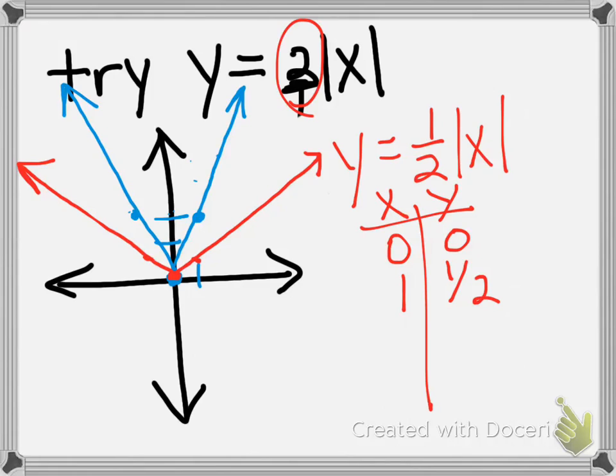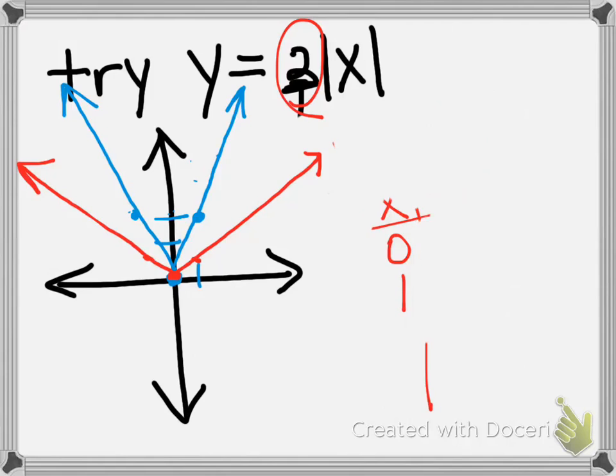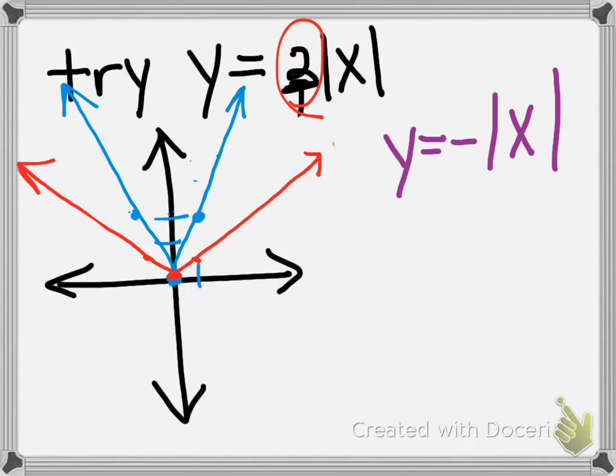So whole numbers are going to give me a skinnier graph, and fractions are going to give me a wider graph. Okay, now hold on. I'm going to erase this one more time. I'm going to give you one more. What if we didn't want this to be skinnier and we didn't want it to be fatter? We actually just wanted it to be flipped over. Okay, so I'm going to flip this over. What if I said y is negative absolute value of x?